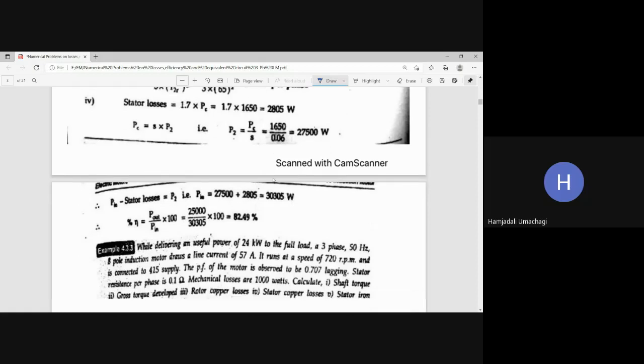Then you will get the overall efficiency as 82.49 percent. Okay, after this, now we will solve another problem based on efficiency, losses and efficiency of a three-phase induction motor.